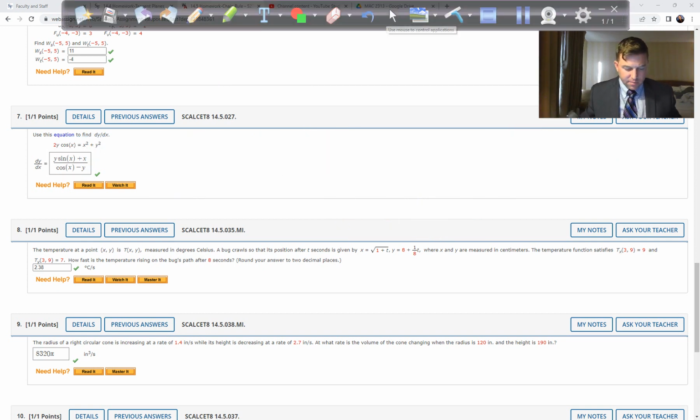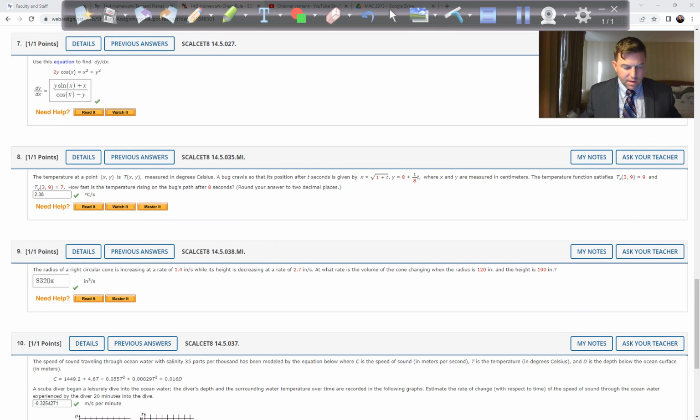Okay, problem 8. We've got a temperature at a point xy is capital T xy measured in degrees Celsius. A bug crawls so that its position after t seconds is given by x equals square root of 1 plus t, y equals 8 plus 1/8 t, where x and y are measured in centimeters. The temperature function satisfies partial derivative of temperature with respect to x at (3,9) equals 9, and partial derivative of temperature with respect to y at (3,9) equals 7. How fast is the temperature rising on the bug's path after 8 seconds?